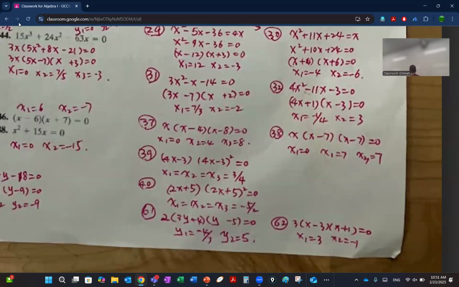So everyone can go to this step. All right, so group factor. Group factor: y times 3y plus 4, and this one is negative 5 times 3y plus 4. So we get 3y plus 4 times y minus 5. So the first one y1 equals 5, y2 equals negative 4 over 3.